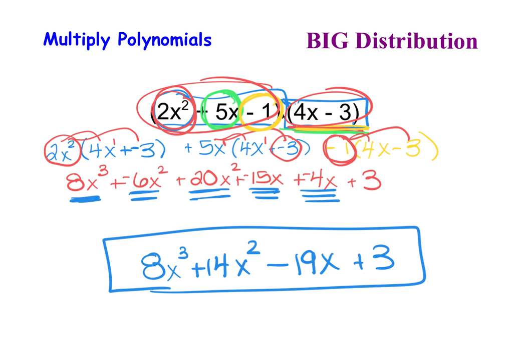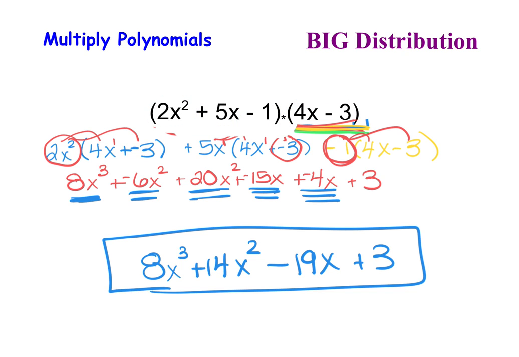So when we are multiplying out with big distribution, we're going to take everything in this first parenthesis, each term, and multiply it by everything in the second parenthesis, and then combine like terms as we can.